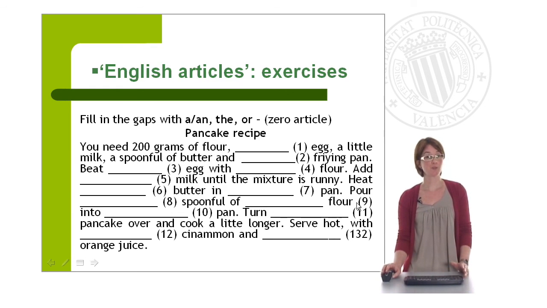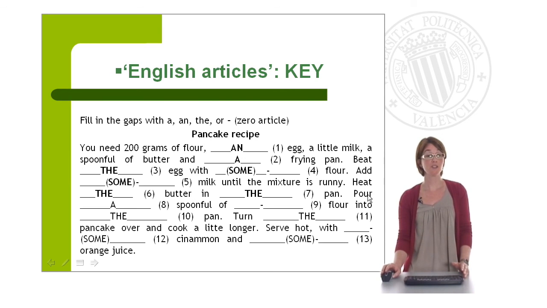And now let's just try one exercise. I want you to read this exercise and fill in the gaps with a, an, the or zero article. This is a recipe for pancakes, so good luck with it. Right, and here you've got the answer for this exercise.